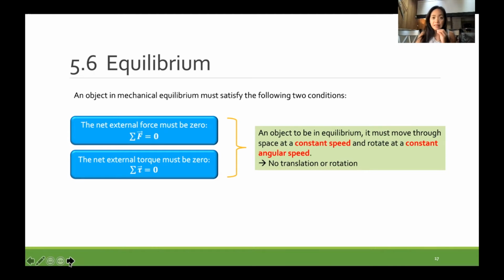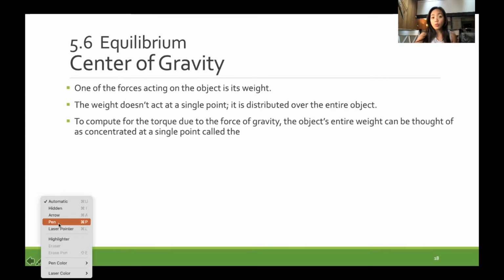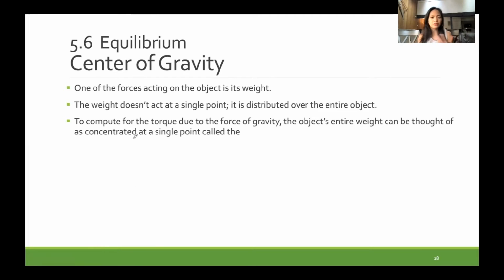That is in equilibrium. Now, the first one is the concept of center of gravity. The center of gravity has to do with the weight, the mass times gravity. If it doesn't involve gravity, we call it the center of mass. They are actually the same. The center of gravity is more of a position, not a force, but a position.